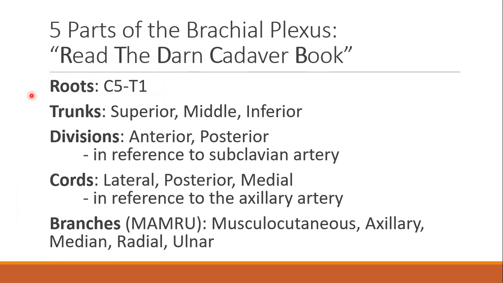The trunks of the brachial plexus are superior, middle, and inferior. The divisions are anterior and posterior, and they are in relation to your subclavian artery, as opposed to the cords, which are lateral, posterior, and medial, which are in reference to your axillary artery. And then finally, your 5 terminal branches: your musculocutaneous nerve, axillary nerve, median nerve, radial nerve, and ulnar nerve.